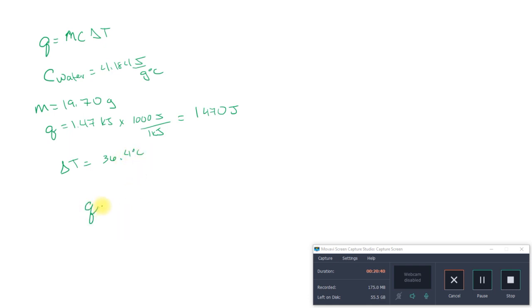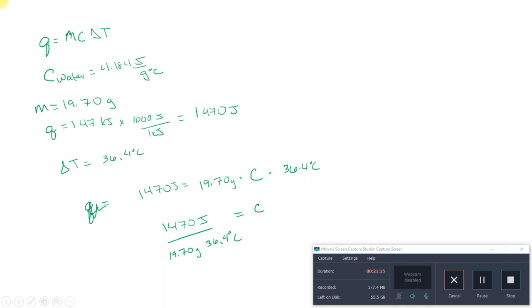So now we can plug everything in. Q equals 1470. I don't need to rewrite the equation. So we're just going to go 1470 joules equals 19.70 grams times whatever the C is, we don't know, times 36.4 degrees. Now you could rearrange this first, in which case you'll know if you did the setup correctly or not, because you're going to get that weird unit where you have joules on top, degrees and grams on the bottom. But that's going to be our heat capacity here.